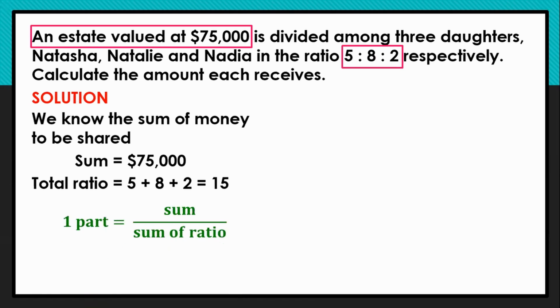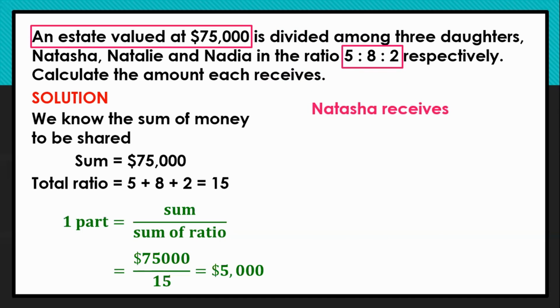So to find one part, I am going to be dividing the sum of money by the sum of the ratio. So $75,000 divided by 15 parts is $5,000. This means one part of the $75,000 is $5,000. The question requires us to calculate the amount each person receives.